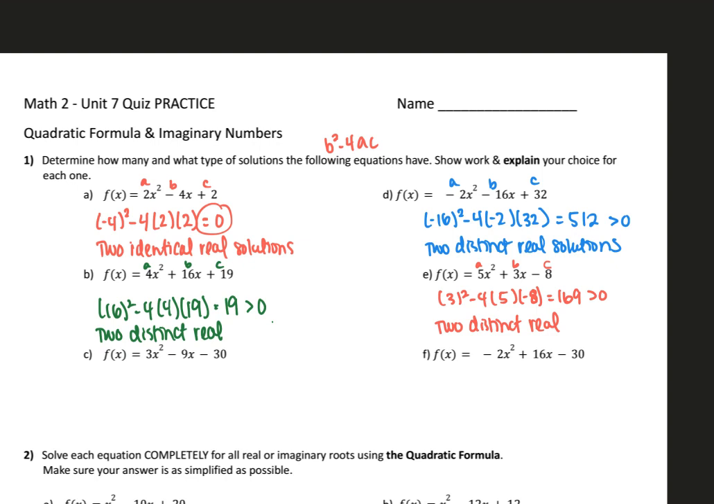Number 3, or letter C, we have negative 9 squared minus 4 times a times c. We get a discriminant of 441, which means two distinct real solutions.